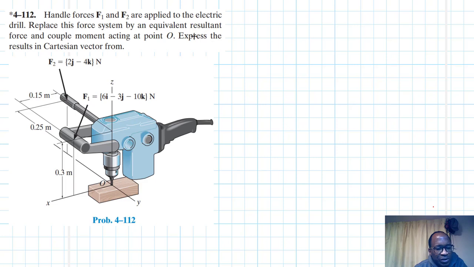Handles, forces F1 and F2 are applied to the electric drill. Replace this force system by an equivalent resultant force and couple moment acting at point O. Express the results in Cartesian vector form.